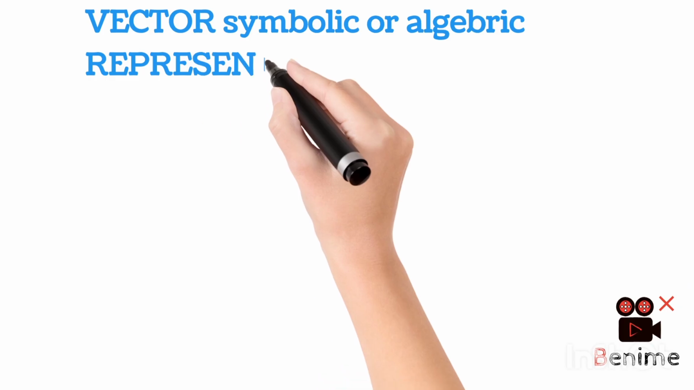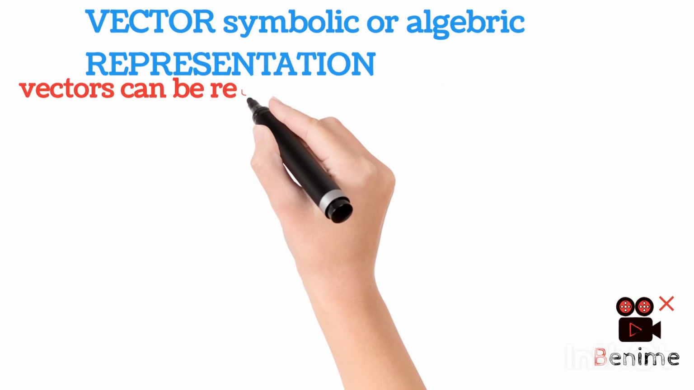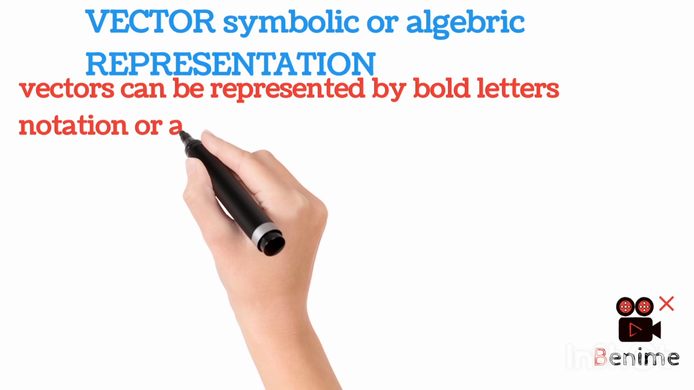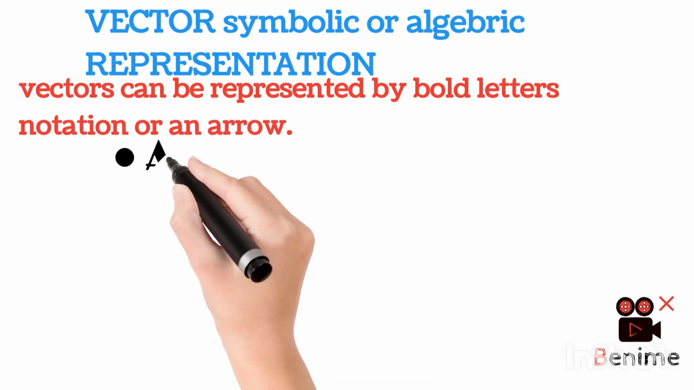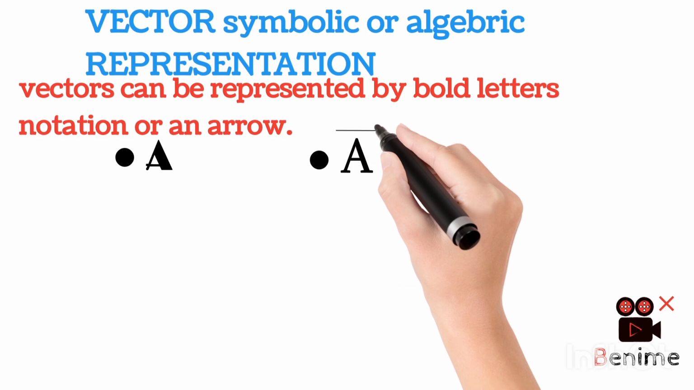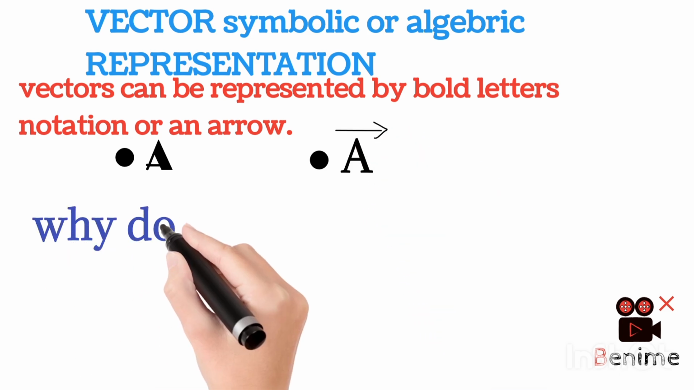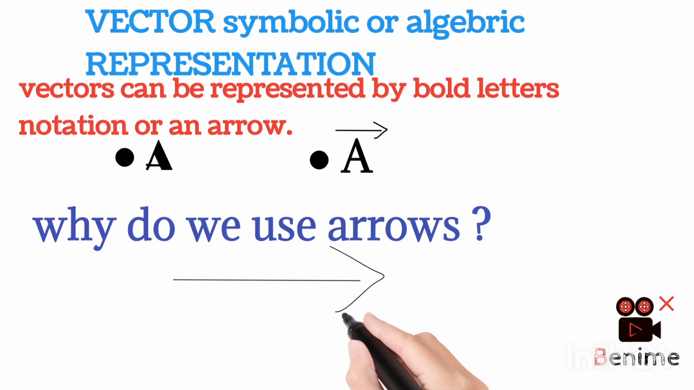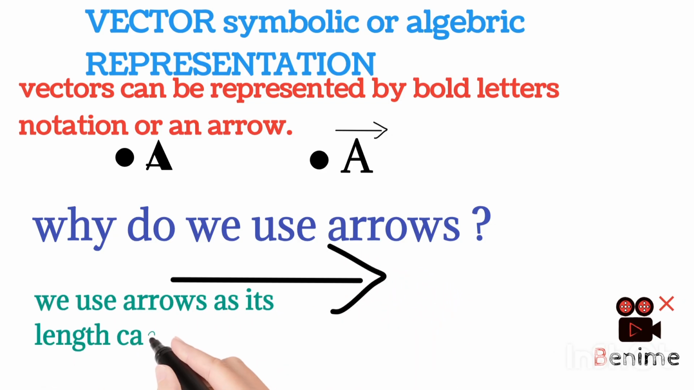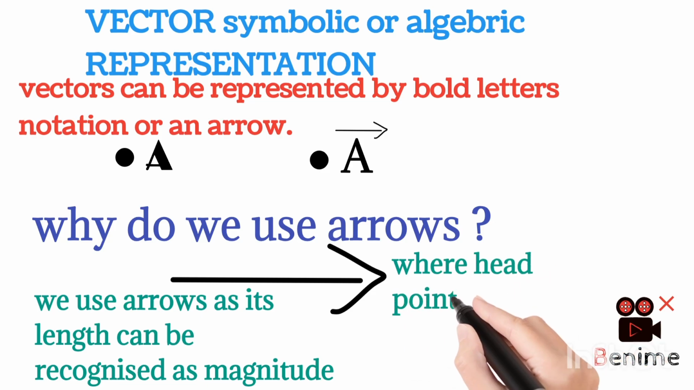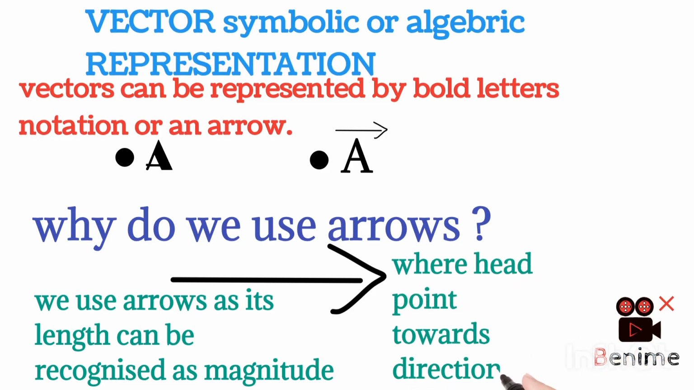Symbolically, vectors are represented by bold letters notation or with an arrow. Arrows are used as they can be broken into length of arrow as magnitude of quantity and arrow head towards the direction of vector quantity, so an arrow can completely fulfill definition of what vector is. Without any complications, a single arrow can explain everything.